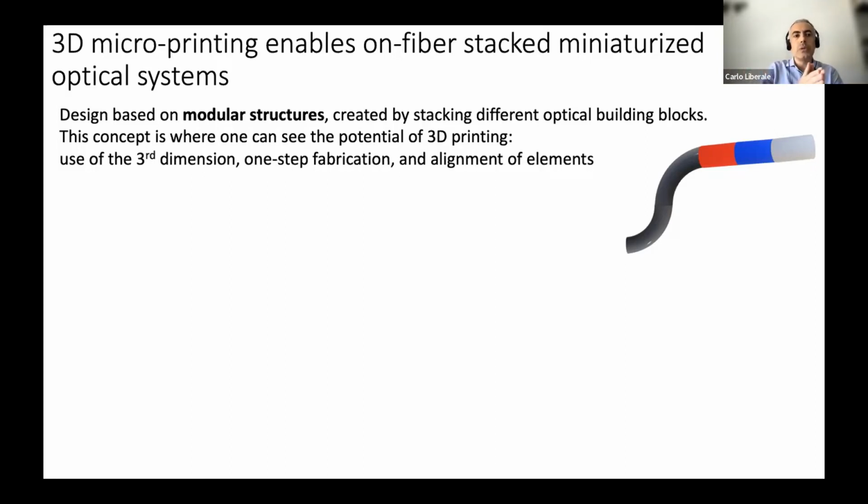3D printing is good because you use the third dimension. So you can continue the geometry of the fiber, and you can implement several very different structures. One-step fabrication is the technique that we use. So you typically print in situ: you start from the fiber and you grow the structure on top of it.